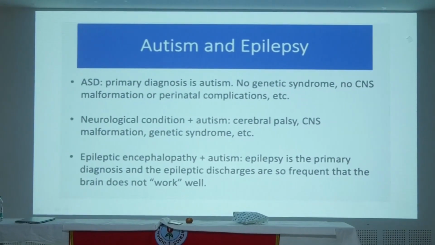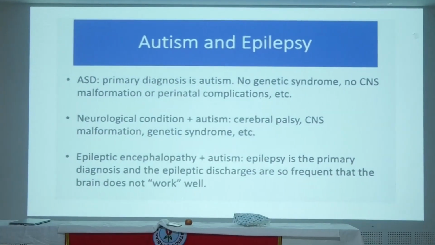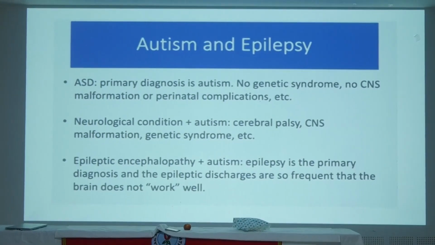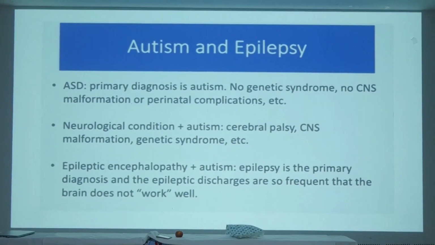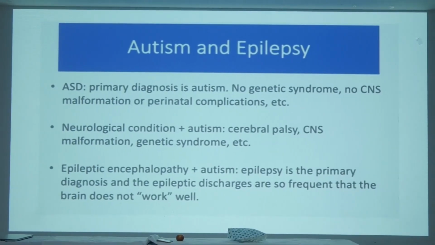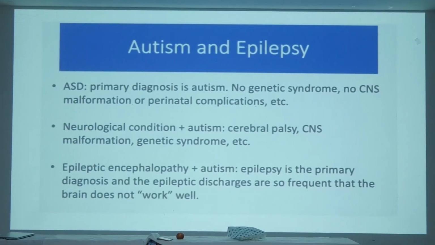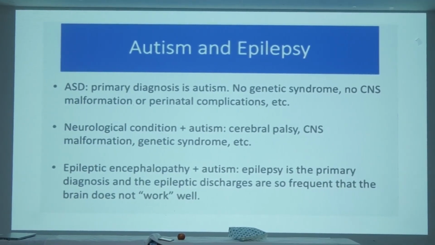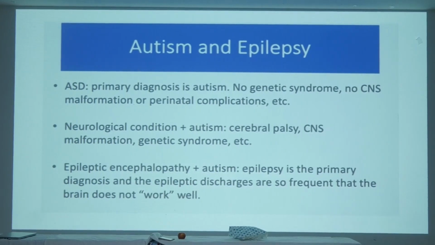The first group is where the primary diagnosis is autism. No other genetic syndrome, no other neurological condition, no other perinatal complications. The primary diagnosis is autism. We can say it is primary autism. Second group, autism associated with underlying neurological conditions, and it includes cerebral palsy, CNS malformations, and genetic syndromes like Rett syndrome.